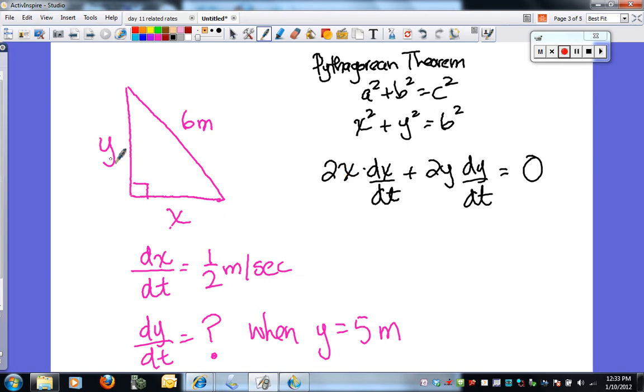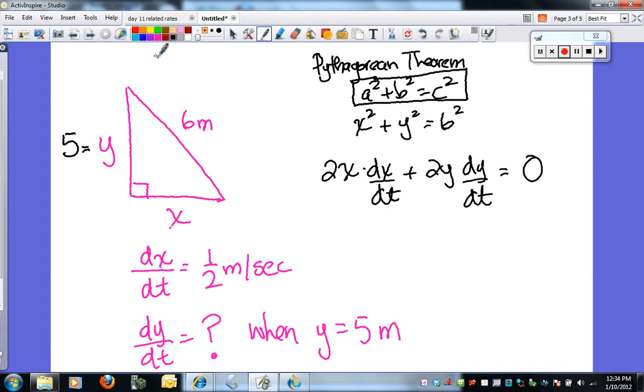We know y. Y is 5. Remember that from here? So we know this is 5 at this moment that we're trying to find. We have 6, which we already took care of. Now we need to find x. We have dx/dt. We are looking for dy/dt. All right, so let's do it. How are we going to find x? Let's go back to this Pythagorean theorem and solve.